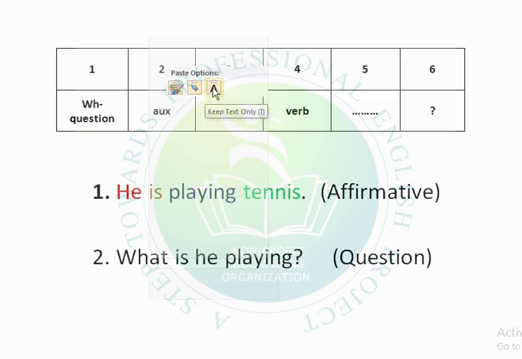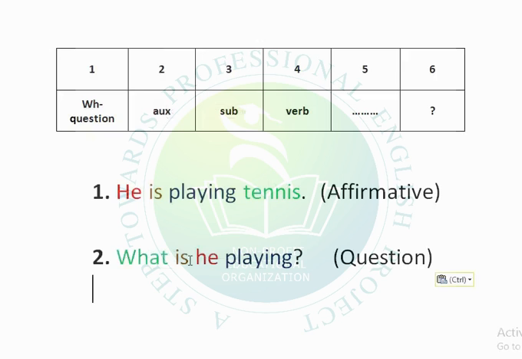So let's see it. What is he playing? So he's playing tennis. Affirmative and question. Today we're going to talk about indirect questions, from WH questions. When we have this question and we want to make it an indirect question, we try to make the sentence in the normal way, in the normal case, which is affirmative.